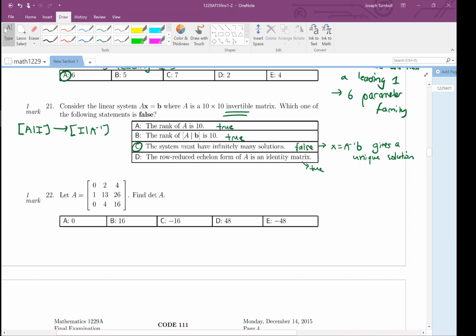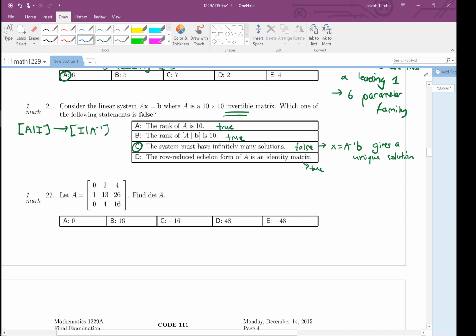Number 22. For number 22, I think it's imagined that you will do a cofactor expansion. Please do so if you like. If you do a cofactor expansion to get the determinant, I'd expand along column 1. It has a lot of zeros in it. I'm going to do it a different way. I use the secret method. Maybe you've seen it before, maybe you haven't. But the secret method is as follows.